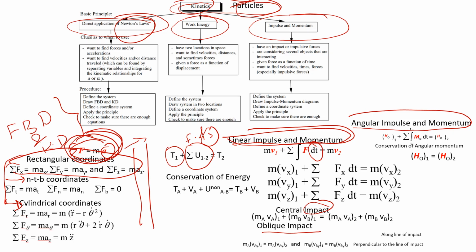So in the xyz coordinate system, summation of Fx equals max, summation of Fy equals may, and summation of Fz equals maz. If it's a two-dimensional problem, we will just use the first two. If it is the NTB coordinate system, normal, tangential, and binormal, in the tangential direction, summation of Ft is mat. In the normal direction, summation of Fn is man, and in the binormal direction, it is 0.